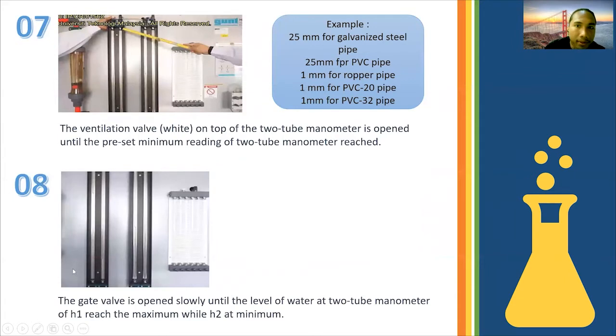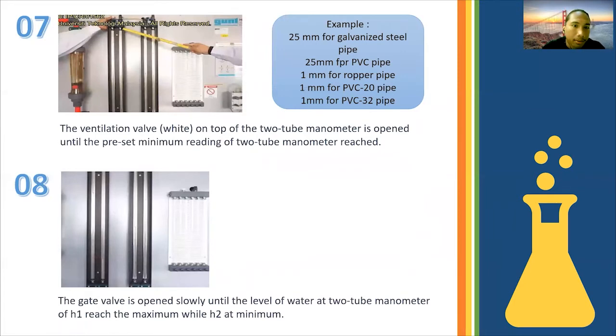The seventh step is the ventilation valve, the white one, of the two tube manometer is opened until the preset minimum reading of the two tube manometer is reached. For example, in this image, we are using 25 mm for galvanized steel pipe, 25 mm for FRP PVC pipe, 1 mm for rotor copper pipe, 1 mm for PVC 20 pipe, 1 mm for PVC 32 pipe.